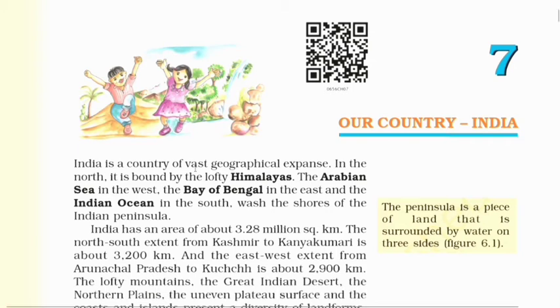India is a country of vast geographical expanse. In the north it is bounded by the lofty Himalayas, the Arabian Sea in the west, the Bay of Bengal in the east and the Indian Ocean in the south. India is called a peninsula. So what is the meaning of peninsula? A peninsula is a piece of land that is surrounded by water on three sides.